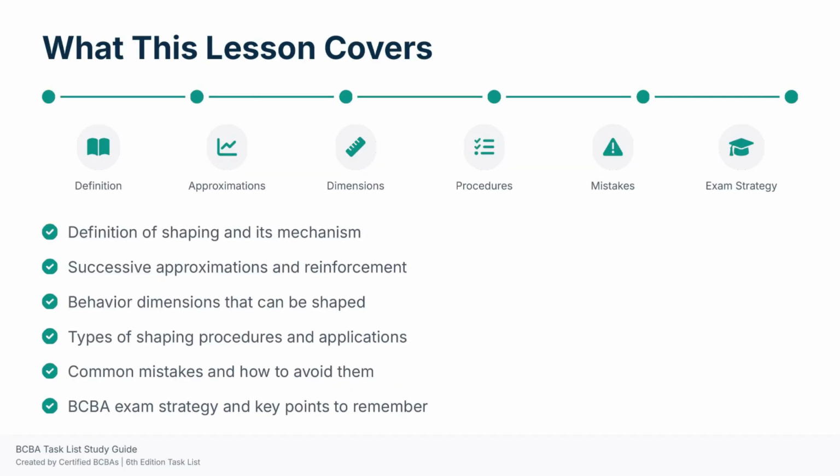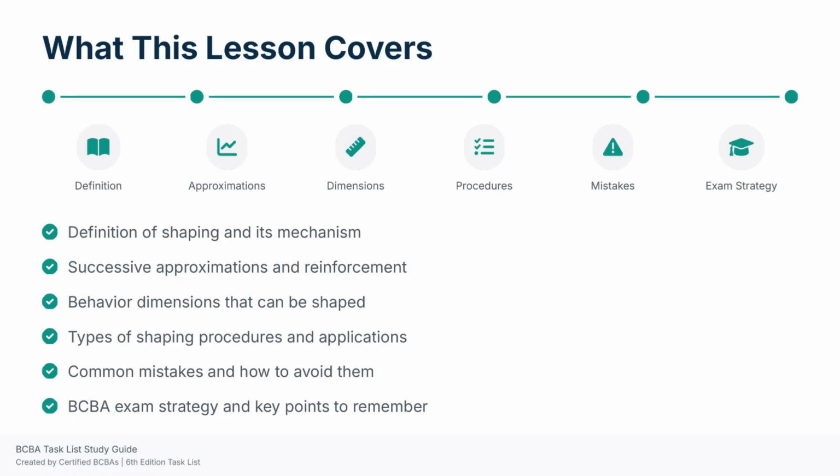Here is the roadmap for today's lesson. First, we will define shaping and look at the learning principle behind it. Then, we will discuss successive approximations and differential reinforcement, which are the key mechanisms that make shaping possible. After that, we will examine the different dimensions of behavior that can be shaped, including rate, timing, intensity, and topography. Finally, we will look at practical applications, common mistakes, and a few BCBA exam strategies to help you recognize shaping more confidently.